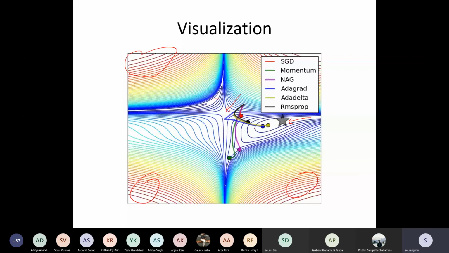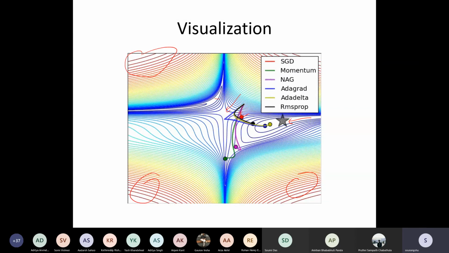The red one is SGD, and you can see that SGD is traveling very, very slowly. Next, this green one is momentum. Momentum is traveling somewhat faster because you are using the past gradients, but it also overshoots a little bit for the same reason. NAG, Nesterov accelerated gradient, behaves similarly to momentum.